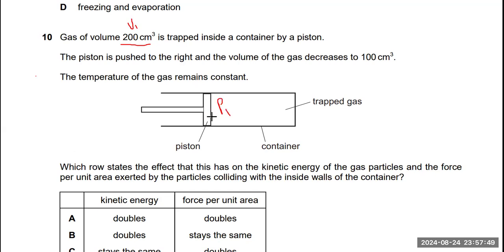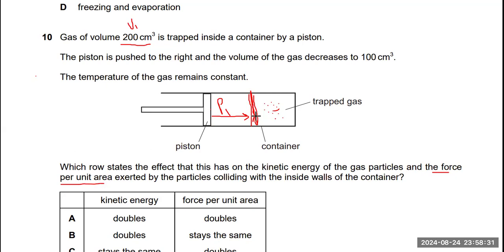When you are pushing the piston towards the right, it means you are pushing the piston in the right direction. Suppose that it is now at that position. This is the piston position. Now volume is decreased. Particles are now very close to each other. As a result, the collision rate between the particles and with the walls of the container increases. As a result, force per unit area will increase, but how much it increases you have to tell.